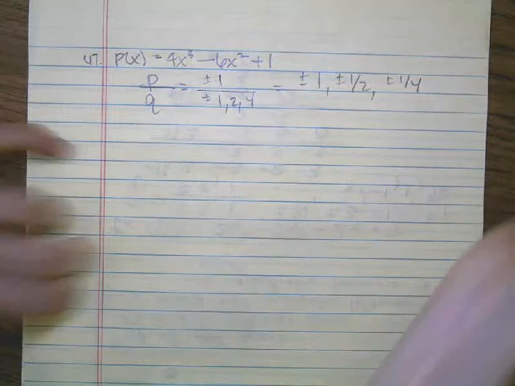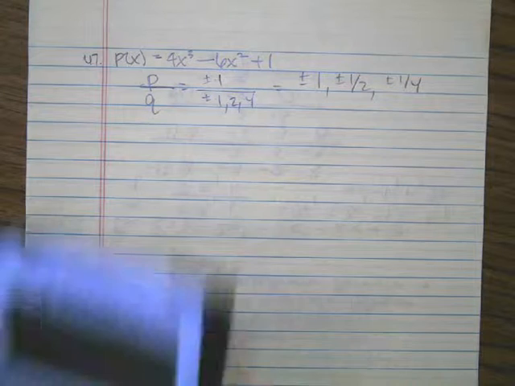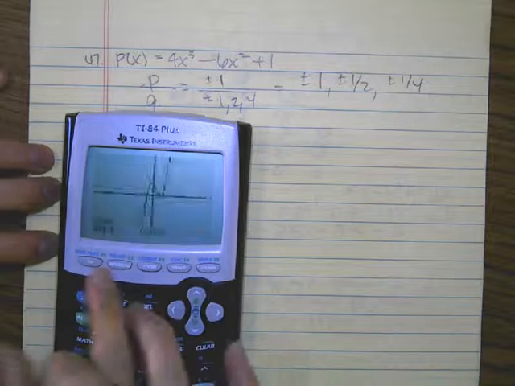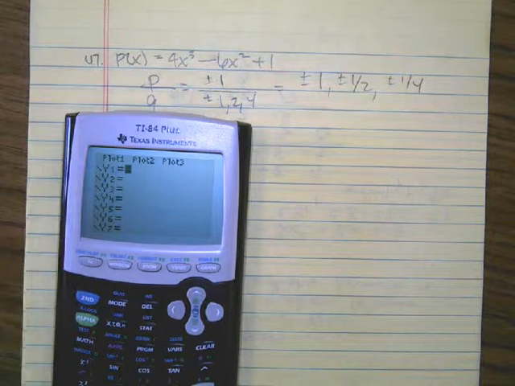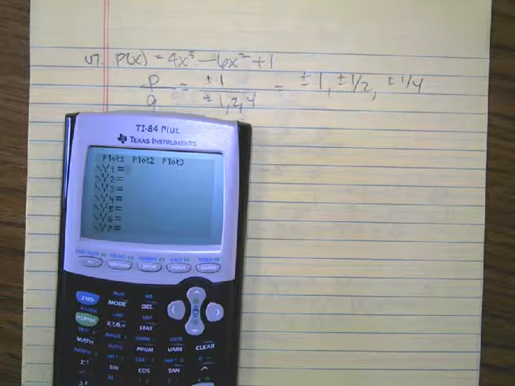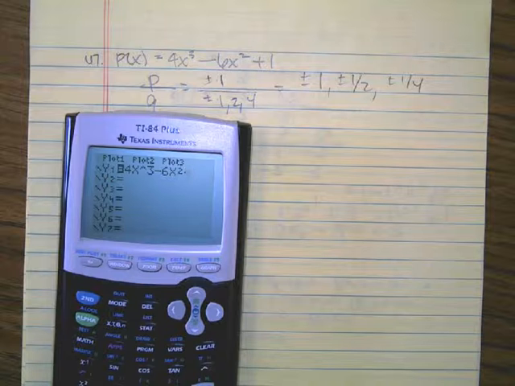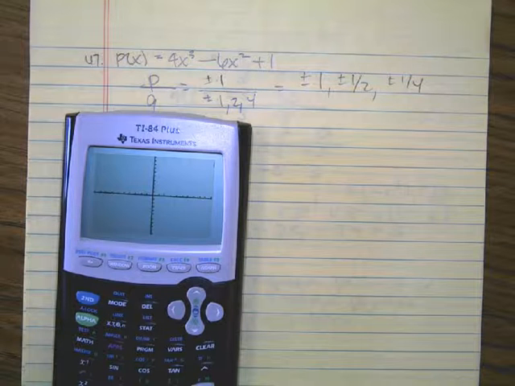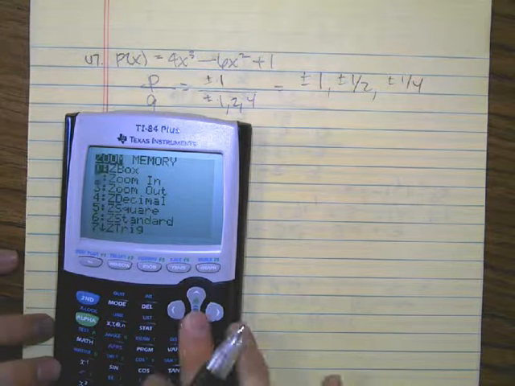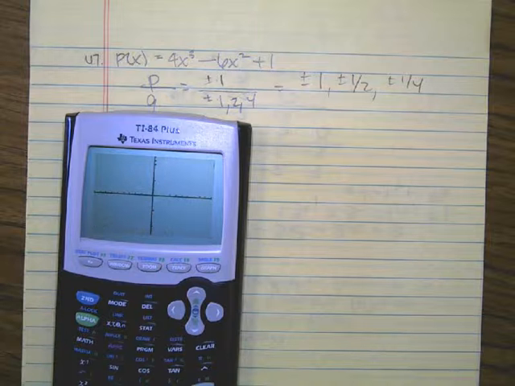Now, like I told you guys, you can use your calculator for this. I think you should use your calculator for this, so you don't waste a lot of time doing synthetic division over and over and over again. So we have 4x cubed minus 6x squared plus 1. And I graph it. Okay, and then I'm going to zoom in a little bit to find the rational zeros.